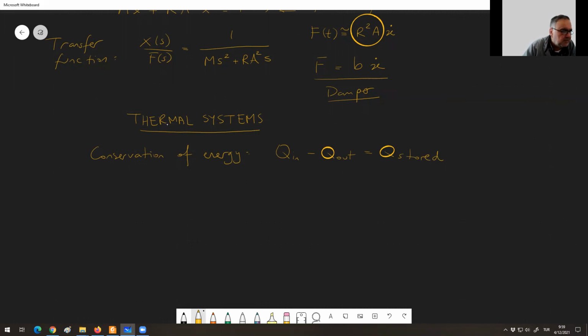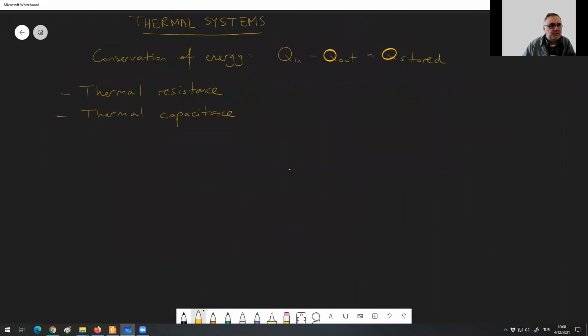But also we have two things, the thermal resistance, just like electrical resistance, and the thermal capacitance. Of course, we are simplifying thermal systems quite a lot by assuming that there are resistances and so on. But let's look at the thermal resistance first. These are very simplified models of thermal systems, but they are enough for control purposes.